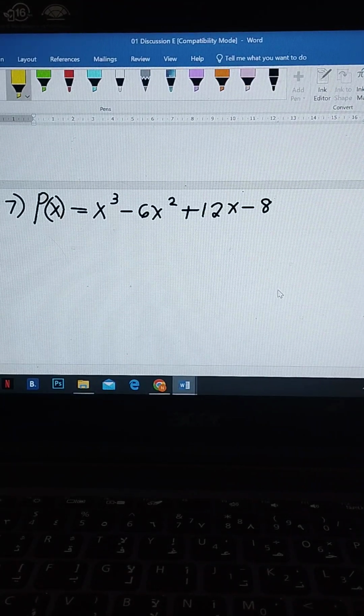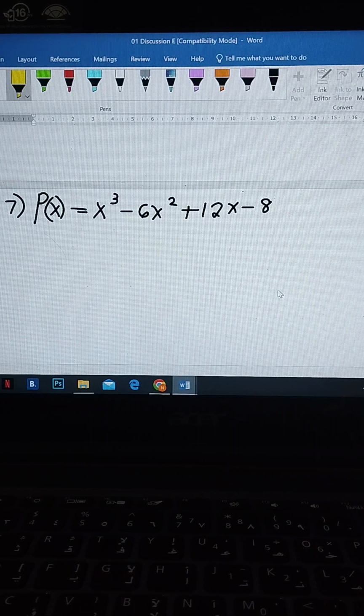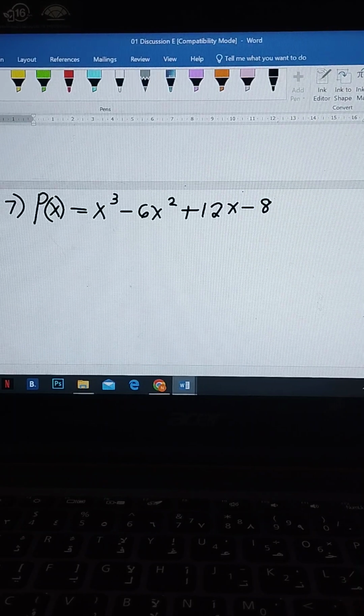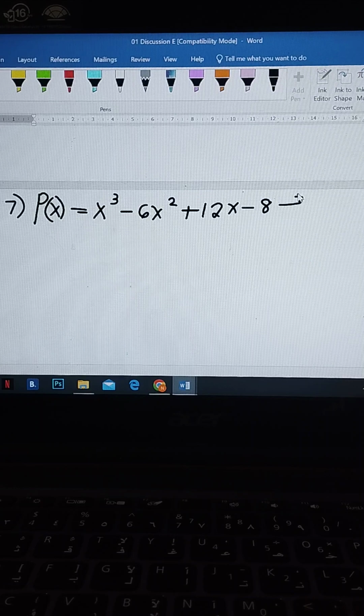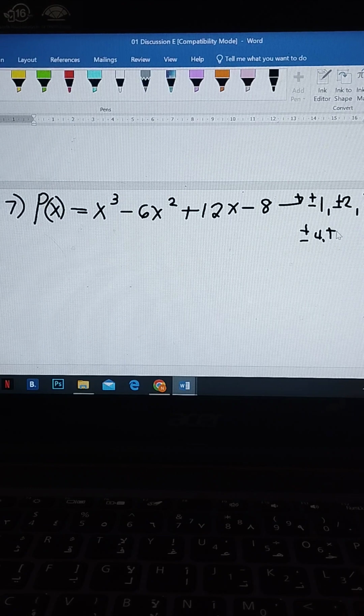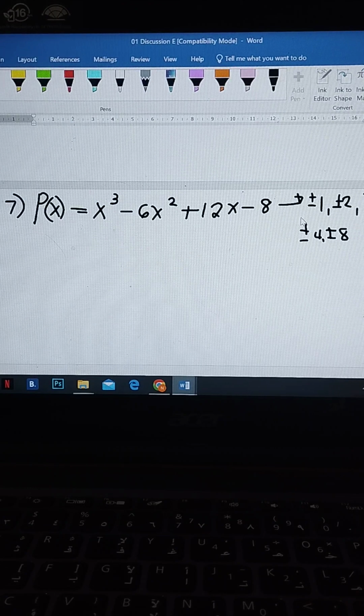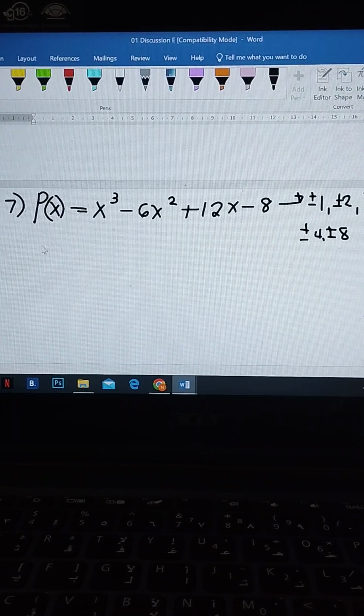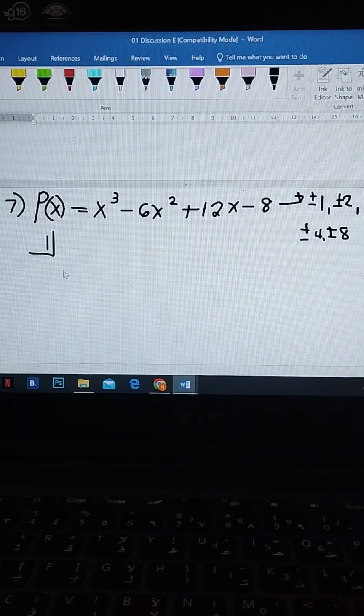Number 7. We can no longer use factoring by grouping terms here, but we will try all the possible factors of negative 8. So positive negative 1, positive negative 2, positive negative 4, and positive negative 8. So let's try from positive 1. We will use now synthetic division to factor this type of polynomial.